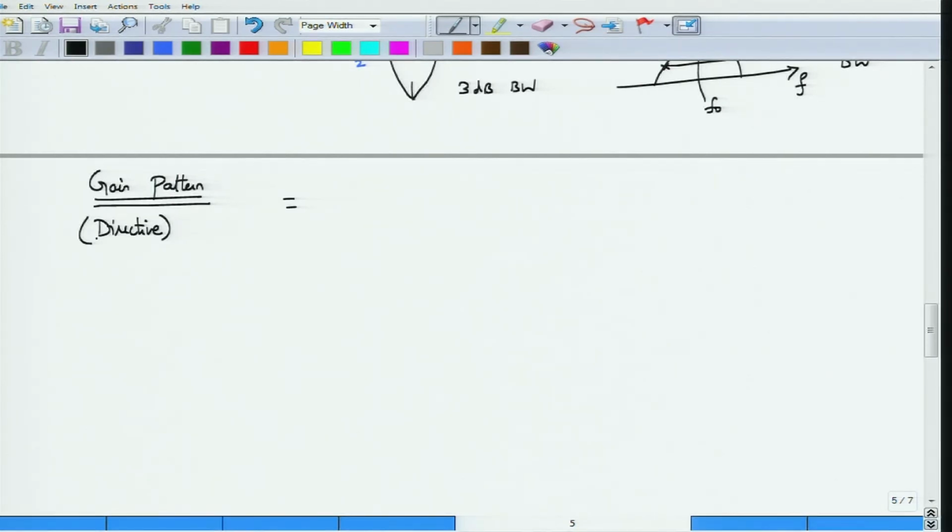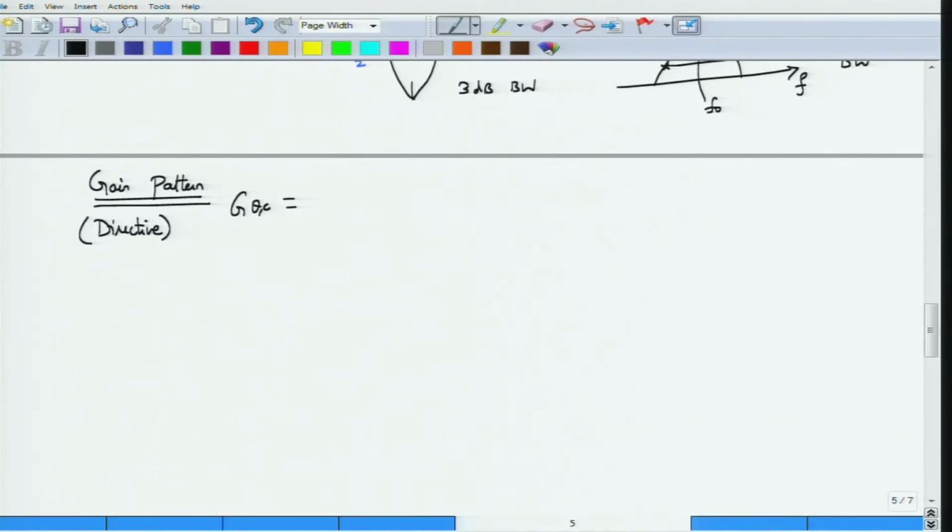are directive, that is, they have beams which are either pencil like or fan like or somewhere in between; they are not isotropic at all. So, you are interested in directive beam patterns, because that is the one which will give you the line of communication angles. If the antenna pattern is directed in a particular direction, then you can put the receiving antenna there and all of the energy would be received at that particular angle. So, the gain pattern of an antenna is also sometimes called the directive gain pattern.